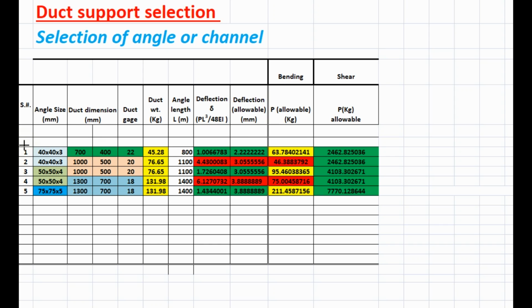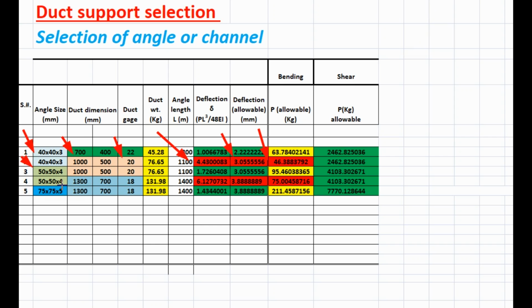But if we want to use the same angle for another duct size, 1000 by 500 and gauge 20, the total duct weight for one support is 76.65 kg. Then the deflection in this angle became 4.44, which is greater than the allowable deflection 3.05. And as per bending stress, the maximum allowable duct weight is 46 kg and our duct is 76. So this angle is not safe for this duct support. Then we need to select another size of angle.